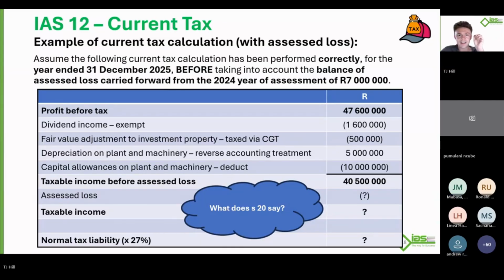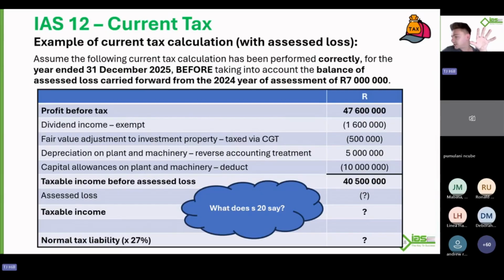Section 20 says the assessed loss can be ring-fenced. Okay, that's one of them. Ring-fenced, but we're thinking about ring-fencing for an individual. What does it say for a company? There's also a bit of ring-fencing with foreign income. If I say to you, I had an assessed loss last year, what does Section 20 say a company can do with last year's assessed loss? Isn't it to utilize it against the current year's taxable income, limited to the current year's taxable income? It can. Yes, we're getting there.